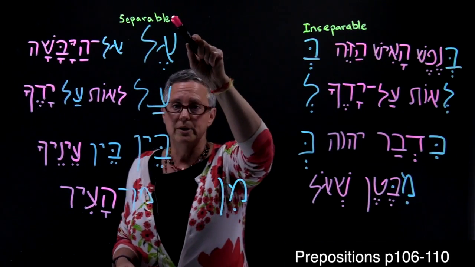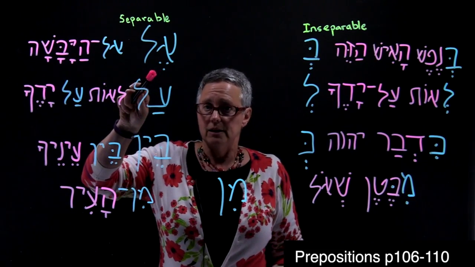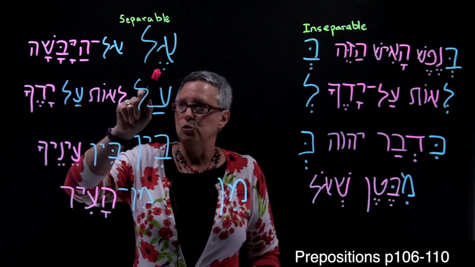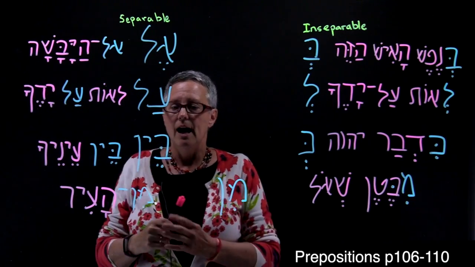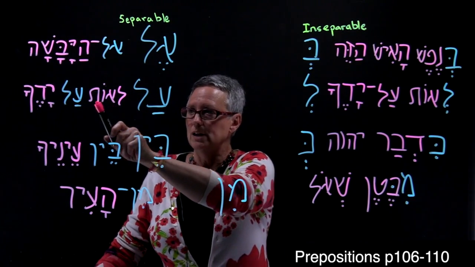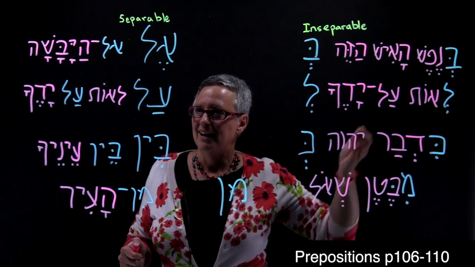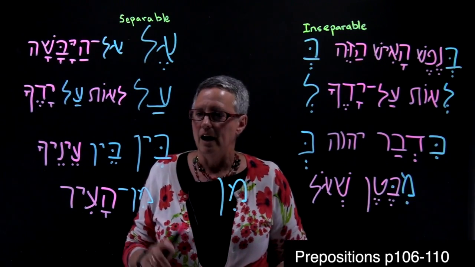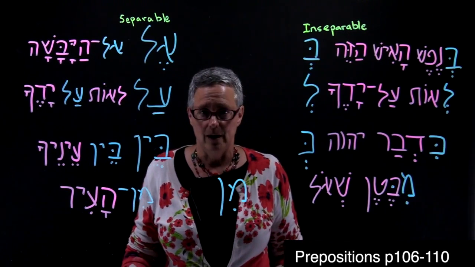The separable prepositions, we have three examples of those here as well. El is a very familiar one to you. El hayabasha: to or toward is el, so to or toward the dry land. Al, upon. Le'ot al yadecha, same one as over here, for a sign upon your hand. And then bein. Bein einecha, if you will remember that from the Shema as well.